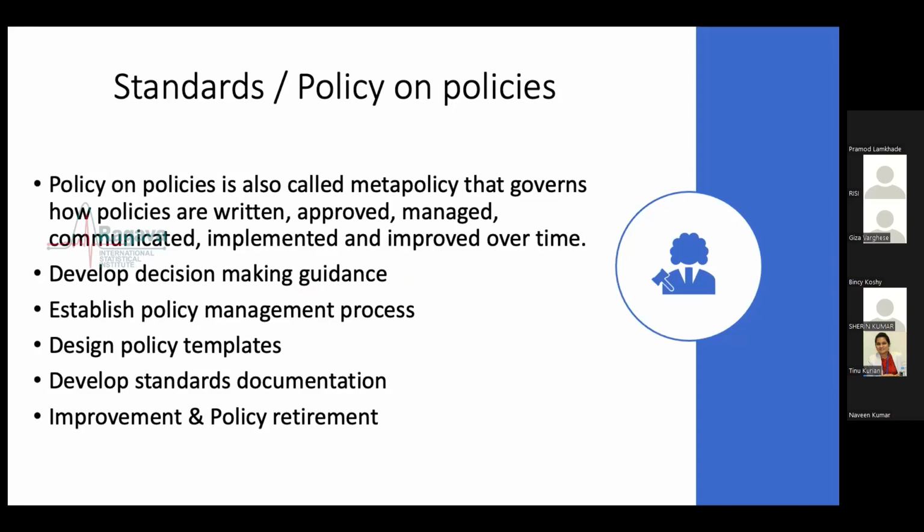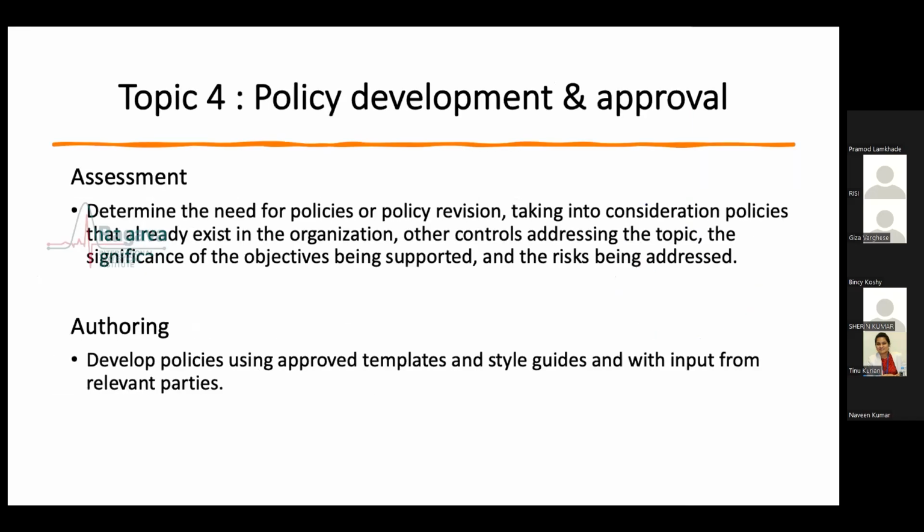So this is also called meta policy, as I told you. That document will govern the policy writing process, approval, management, communication, etc. This will develop decision making guidance. It will establish the policy management process, design different policy templates, and develop standard documentation, improvement, and policy retirement. So all this information will be communicated to the staff of the organization through this policy on policies or meta policy. Okay, so that is about the establishment of a policy management governance structure in an organization.